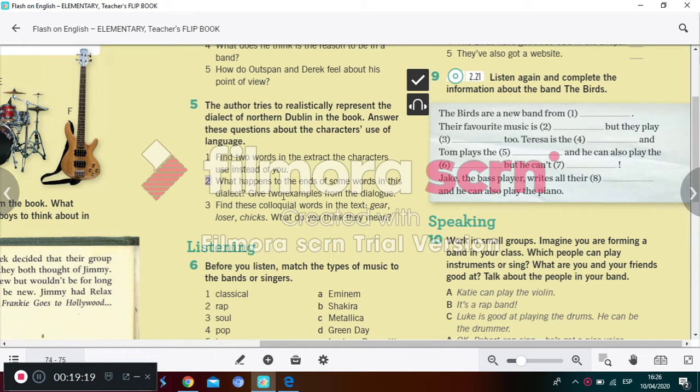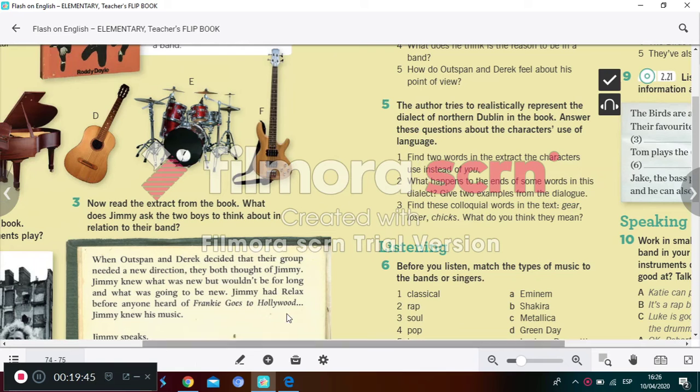In activity number 2, look, you need to circle the words that are used to represent the dialect, okay, of Northern Dublin. Listen, in activity number 2, you need to circle the words that represent the new dialect, okay? Encerramos las palabritas que representan su dialecto.